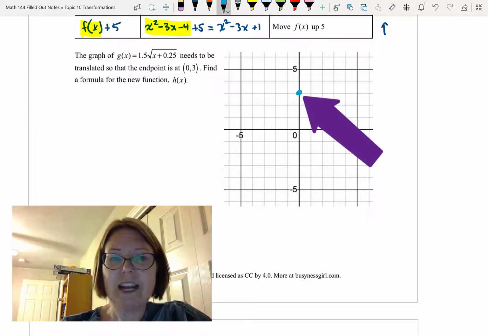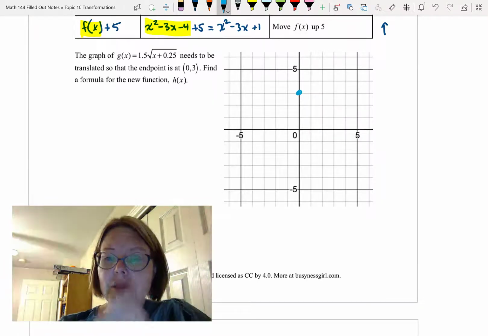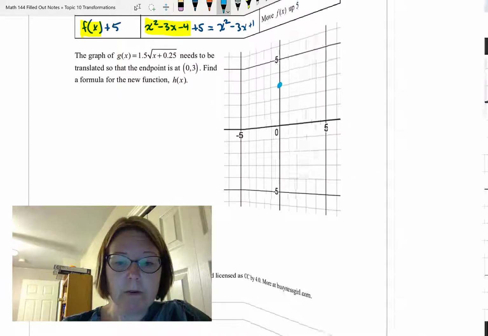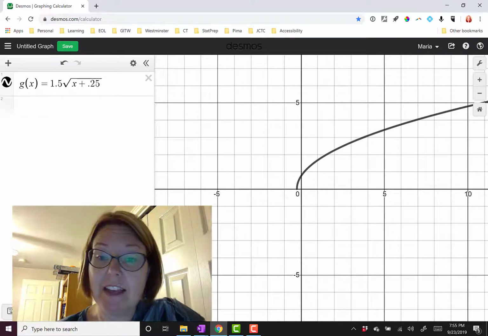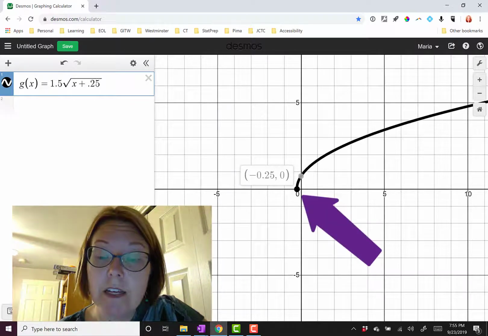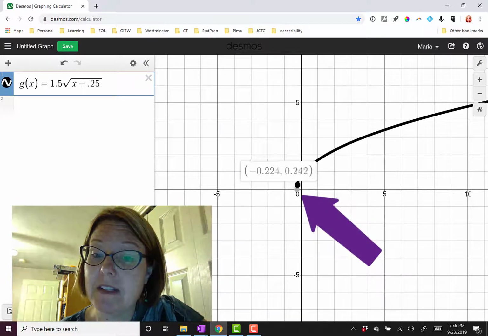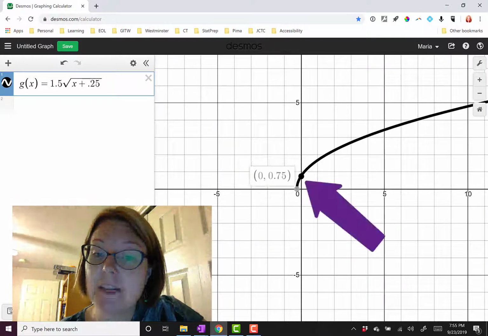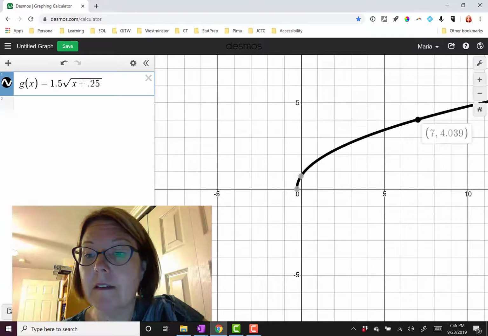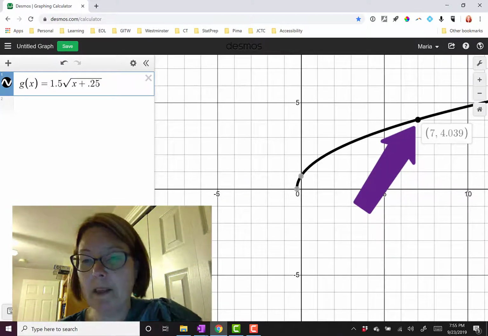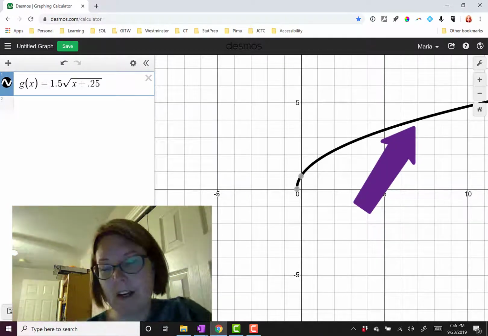The question is, right now, what does this graph look like? So let's take a look at it over in Desmos. Over in Desmos, we can see that this graph is a square root graph. It has an endpoint at (-0.25, 0) and a y-intercept of (0, 0.75). We probably have some other nice values, maybe at (7, 4.039), so about (7, 4).